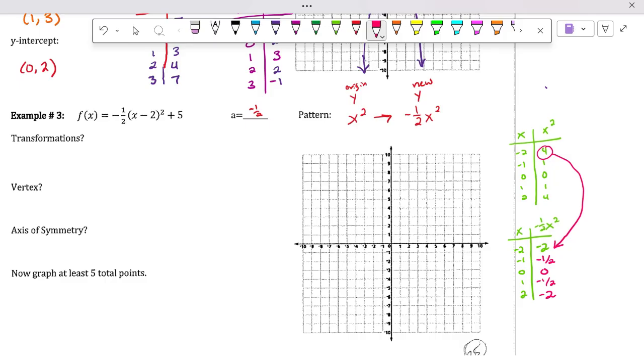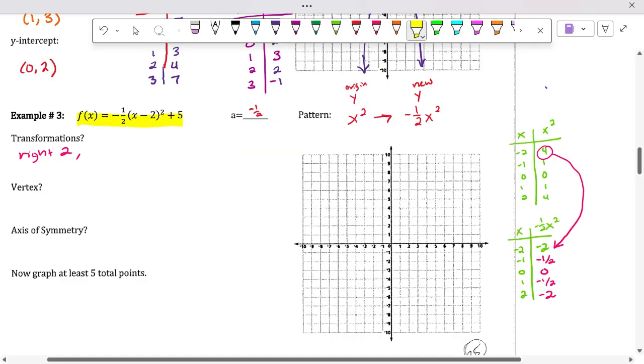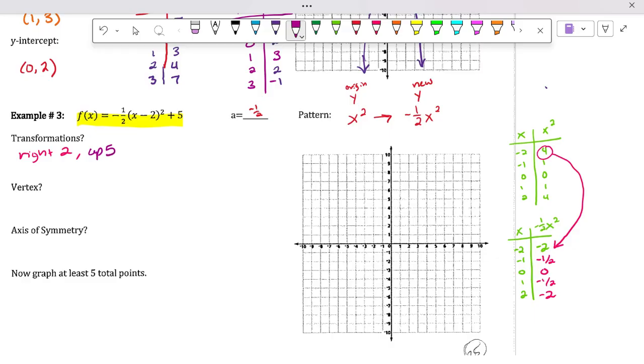So our transformations are what? So what's my shift? So am I going up, down, left, right? What am I doing? So we're going right 2. And then what? Not down 1, but, so just from this function, guys, up 5. So right 2, up 5. What else am I doing?